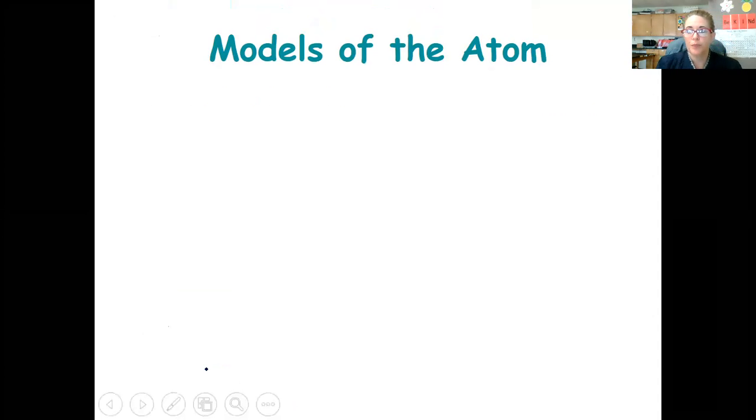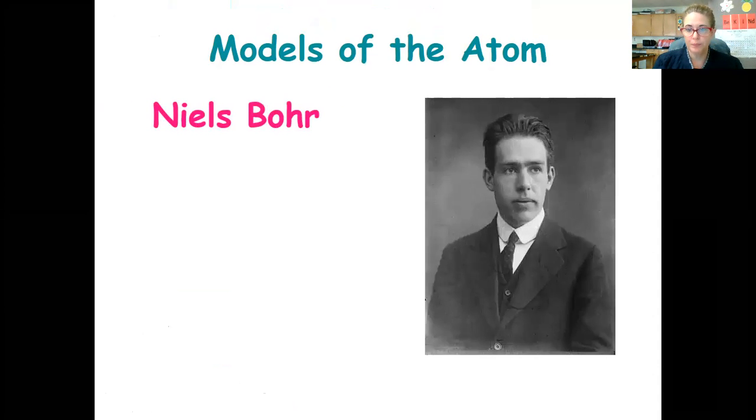this color blue. All right, so we have our models of the atom. So we have talked about the plum pudding model, and then we have Rutherford, who discovers our nucleus is positive, and then the electrons are outside of the nucleus, and the atom is mostly empty space. And so now we come along, and now we have Niels Bohr.